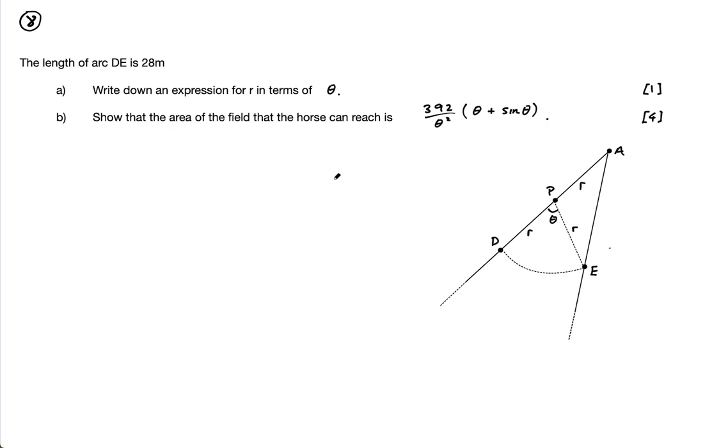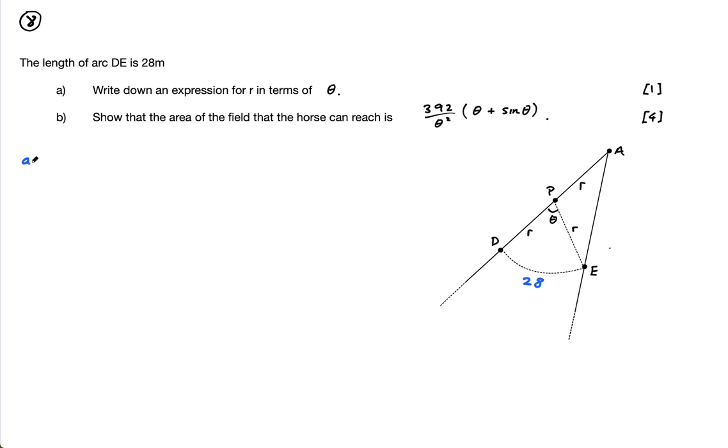Okay, question 8. We have a horse tied to this point P with a rope, and he's able to walk along like this, and he's also able to walk along here, because imagine this is a rope with a horse on it, he can move along here, over here. So this is obviously a triangle. This is a sector of a circle. It says the length of the arc DE is 28 meters. So this here is 28.